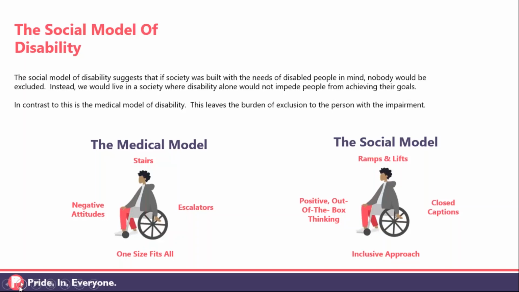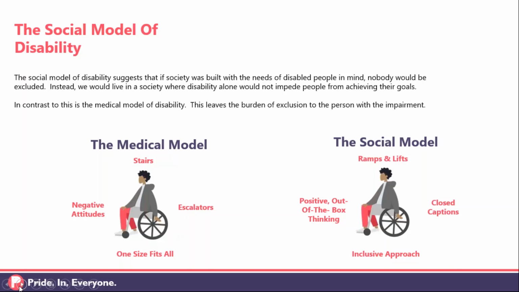So the social model of disability in this diagram, there are ramps and lifts instead of stairs. There's things like closed captions on videos. So for example, even if you have a hearing impairment, you can still follow along on a video recording because there's closed captions or subtitles to read.